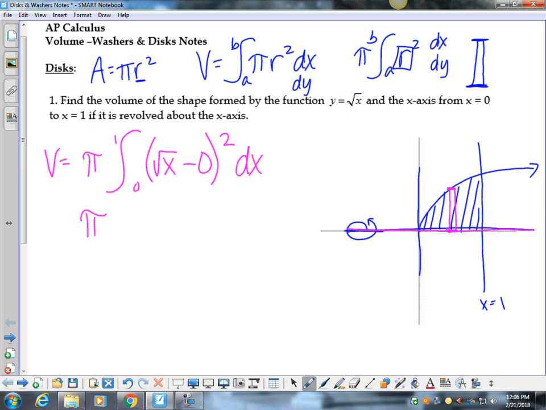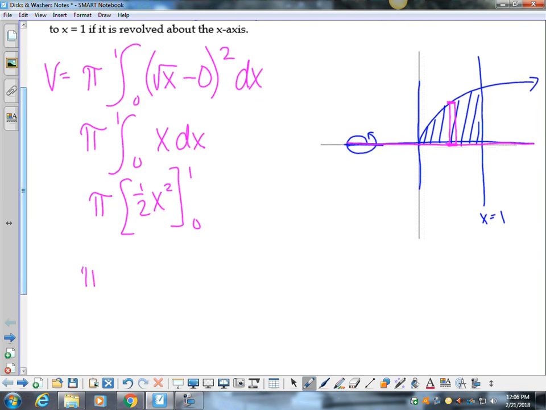And then I'm just going to come in here and clean. And then I'm going to take the integral. And then I'm going to integrate. And I get pi over 2 units cubed because it's volume.